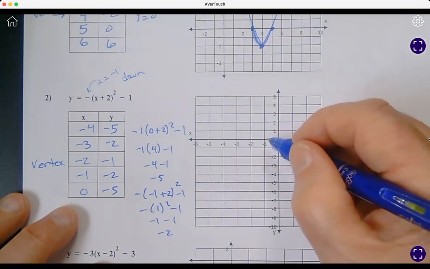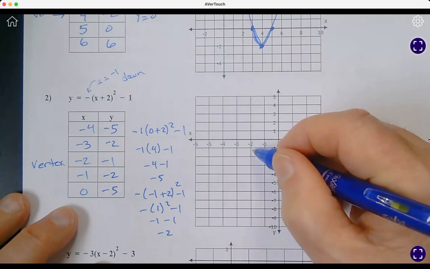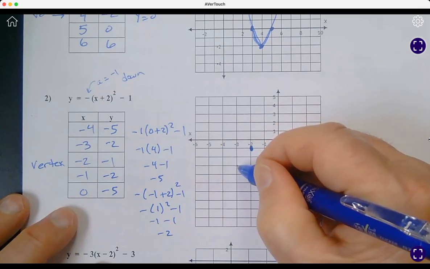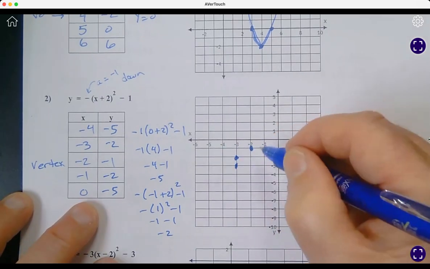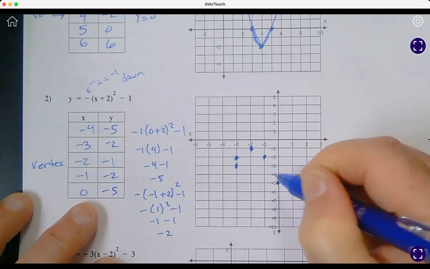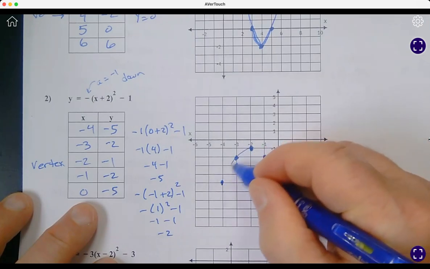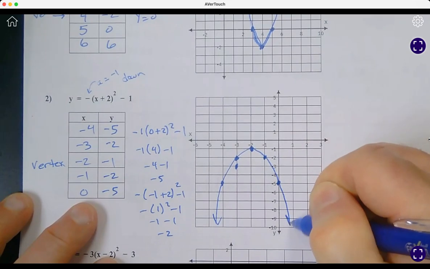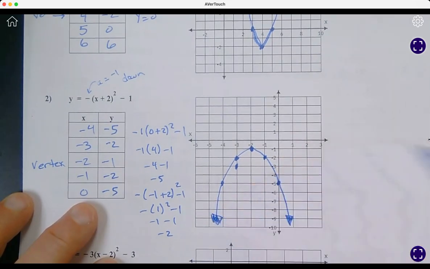Negative 2, negative 1, right there. Negative 3, negative 2, right there. Oh, that's not it. That's it right there. Negative 1, negative 2, boom. 0, negative 5 is the y-intercept. And negative 4, negative 5 is right here. Ooh, boom and boom. It opened down just as we predicted. Just as we predicted. All right, there it is.